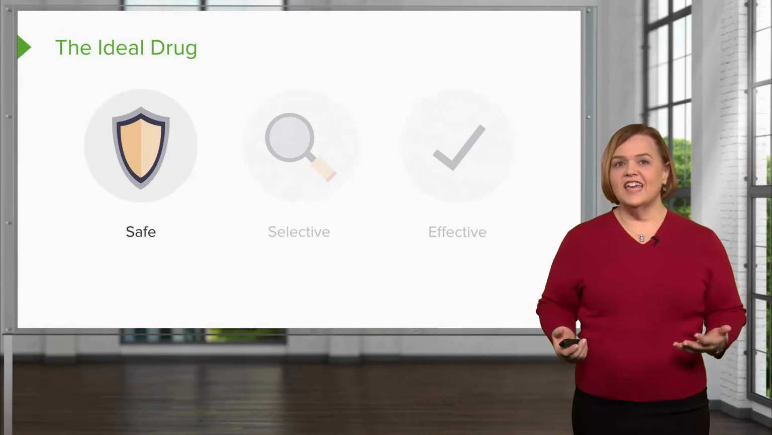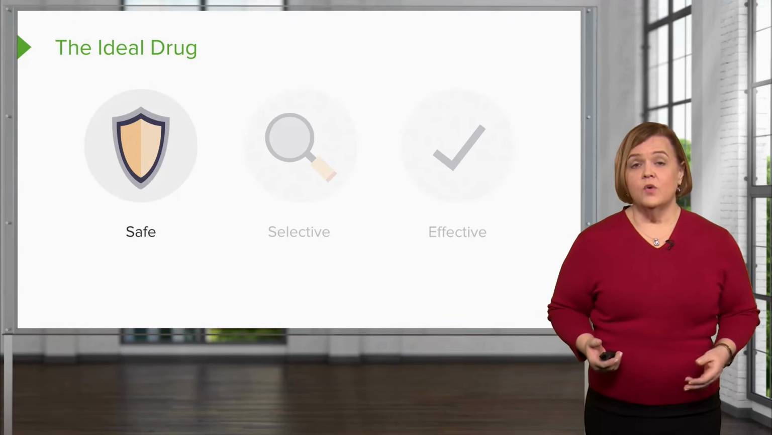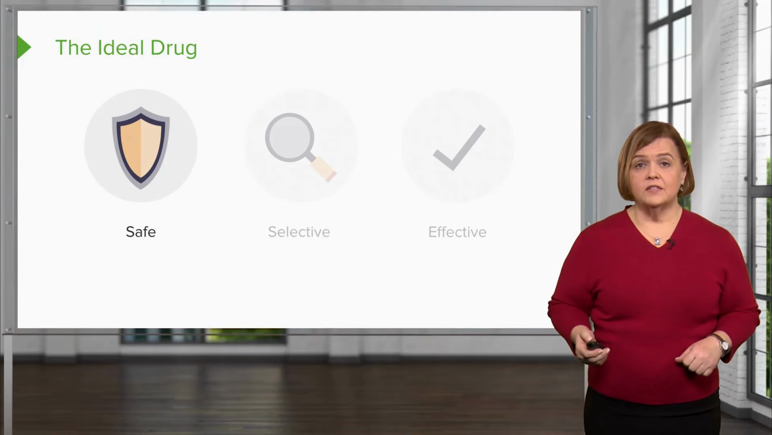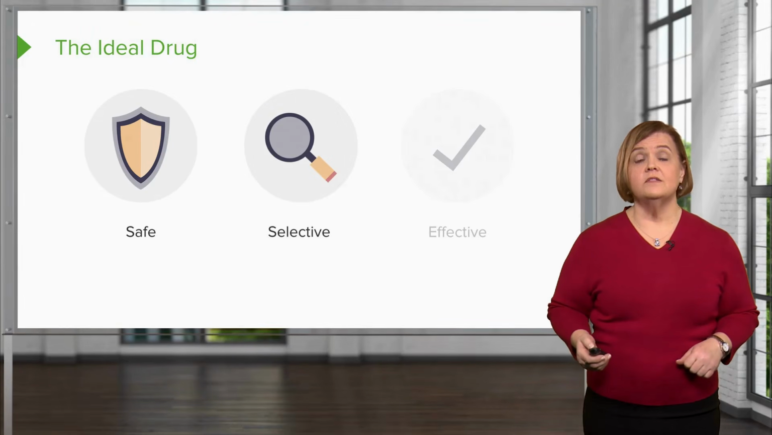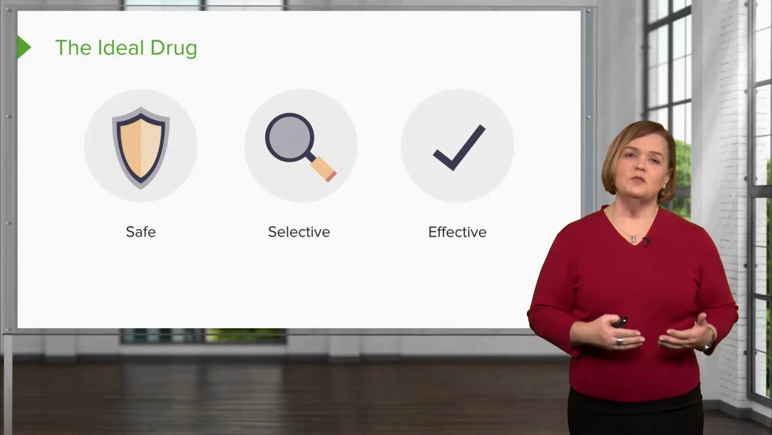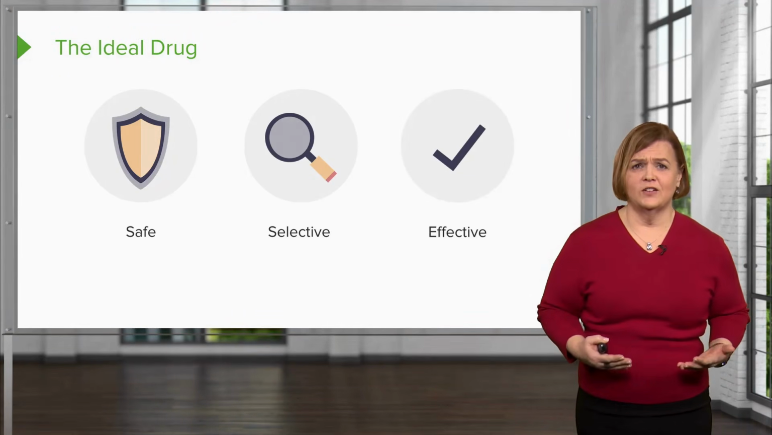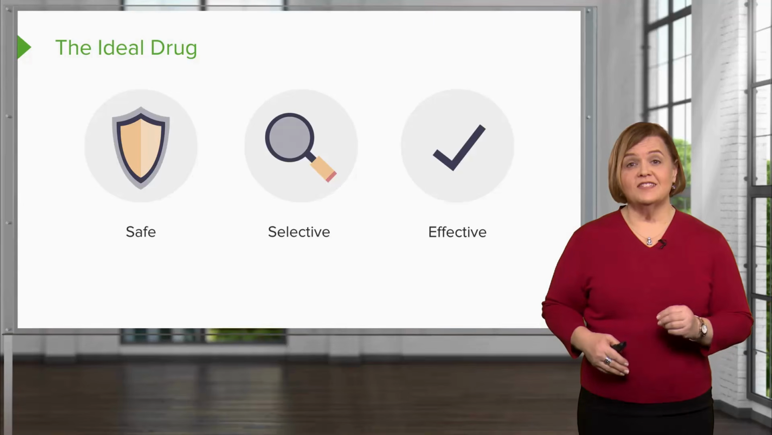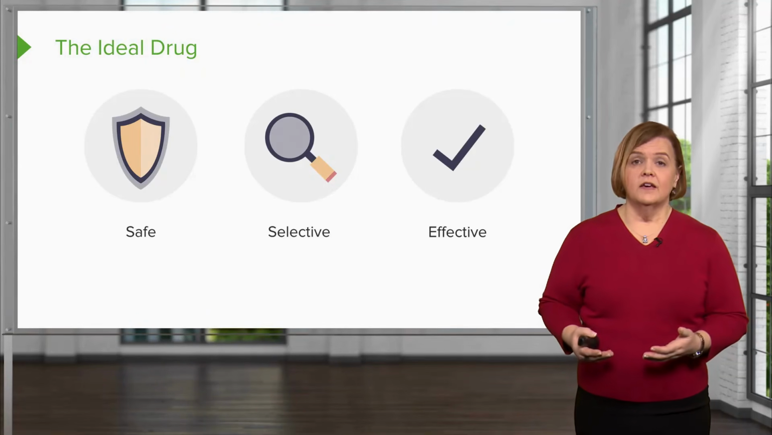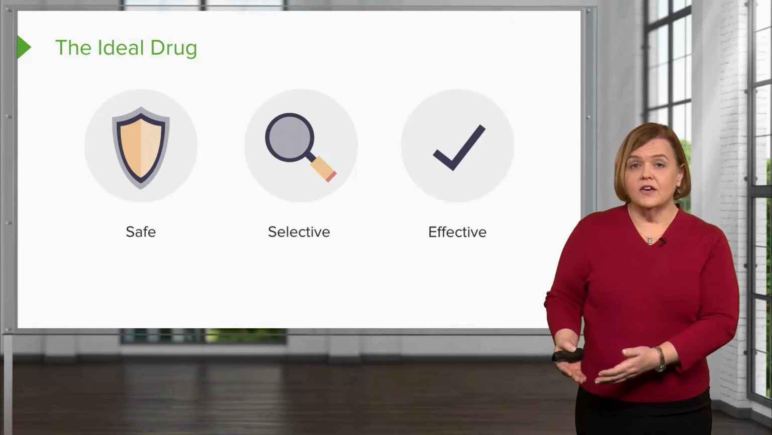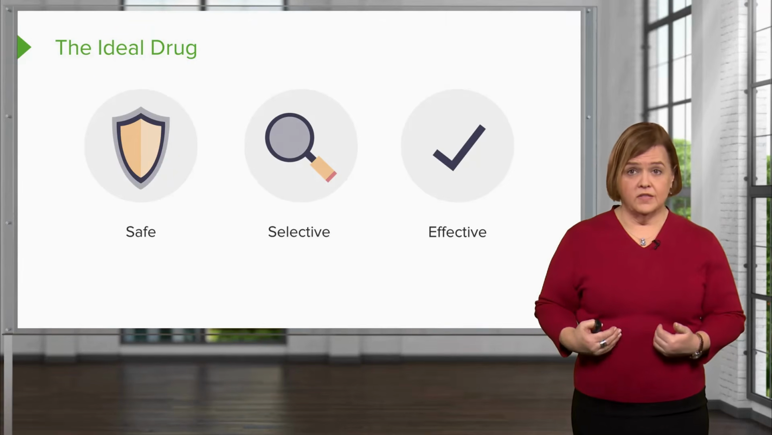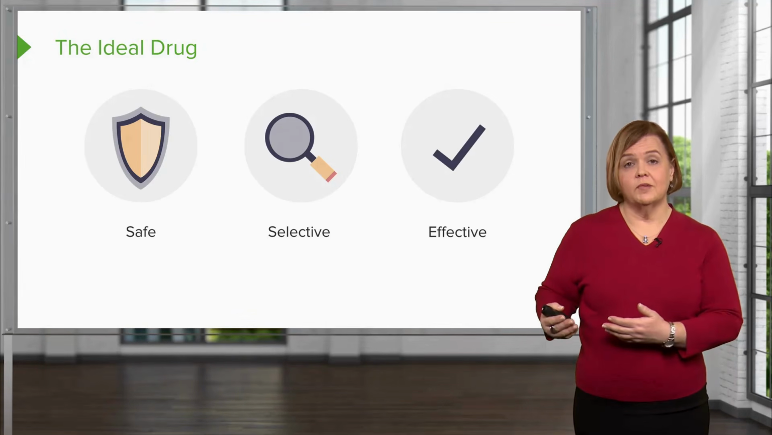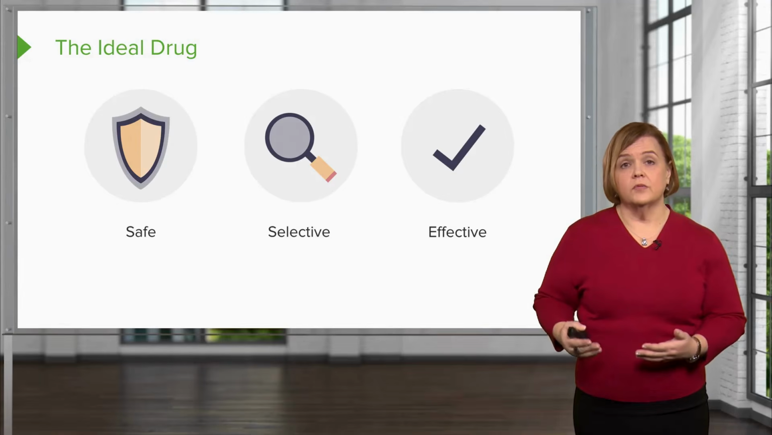So what do you think the ideal drug is? Well, there's three things that we look for. We'd like the drug to be safe, we like it to be selective, and we want it to be effective. Okay, so when we say safe, nobody wants to take a drug that gives them more problems than benefits. We want it to be selective, like with antibiotics. We want them to kill the bugs and the bacteria, but we don't want them to kill the human cells. And we want it to be effective. If we take a drug to treat someone's high blood pressure, we want it to lower their blood pressure.